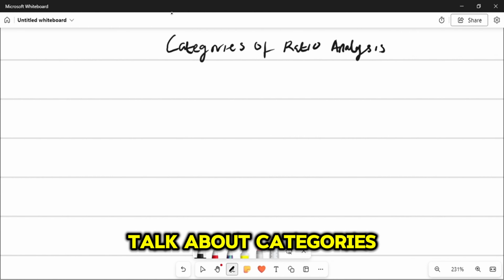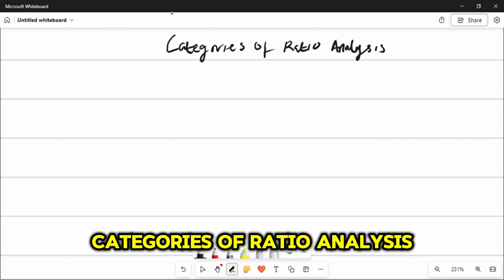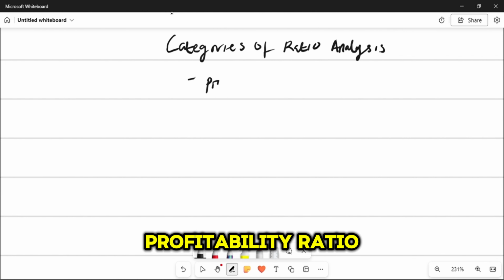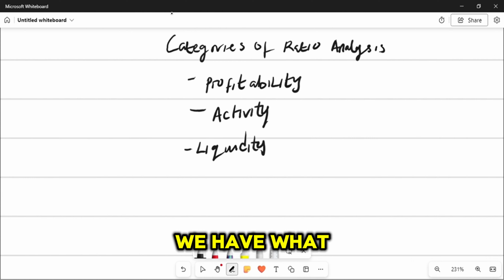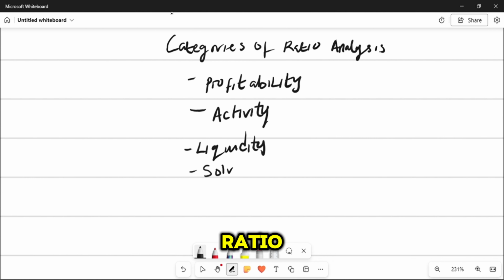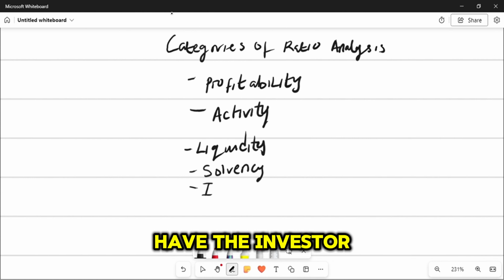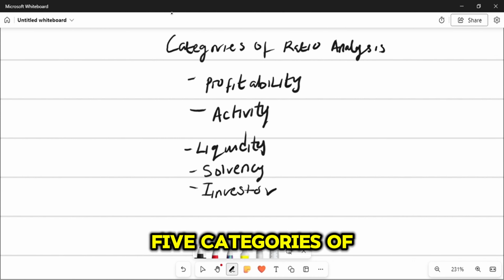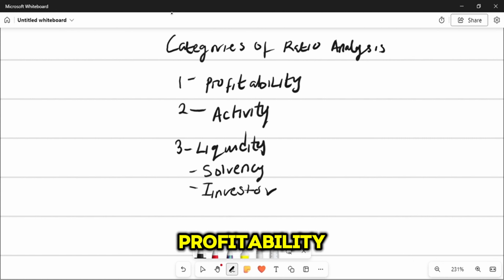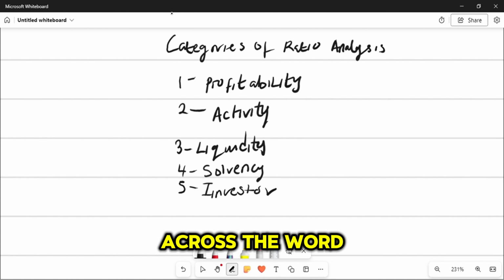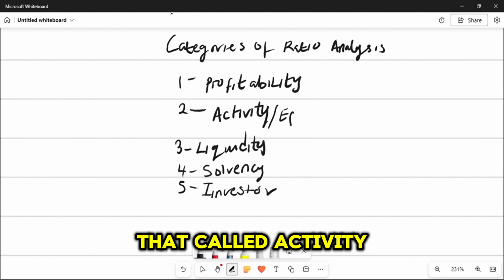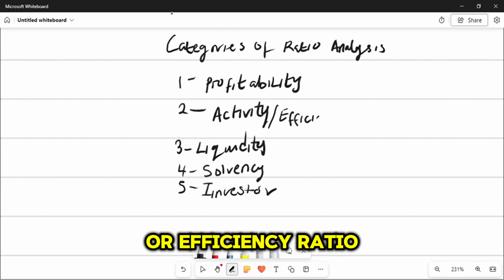When we talk about categories of ratio analysis, there are 5 categories. We have the profitability ratio, the activity ratio, the liquidity ratio, what we call the solvency ratio, and then the investor ratio. You always know that there are 5 categories of ratio analysis. If you've not heard of activity, you might have come across the word efficiency. So this is either called activity ratio or efficiency ratio.